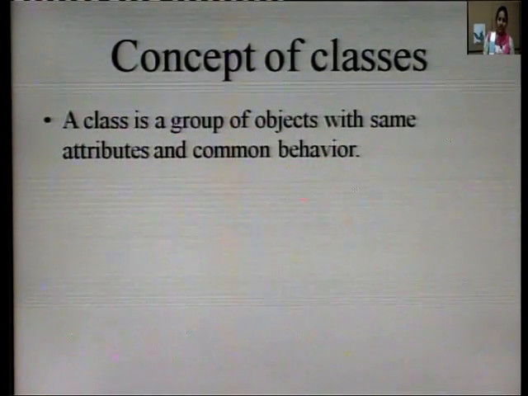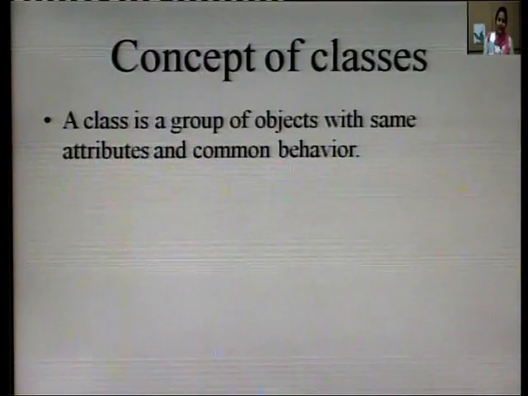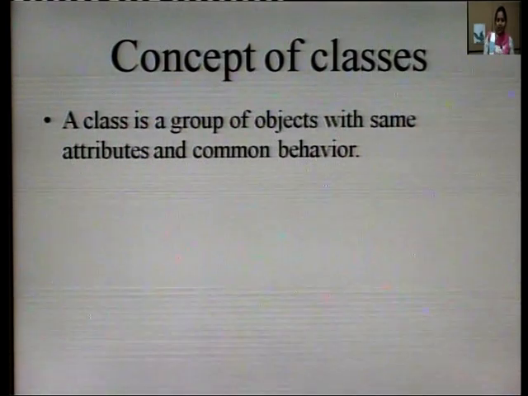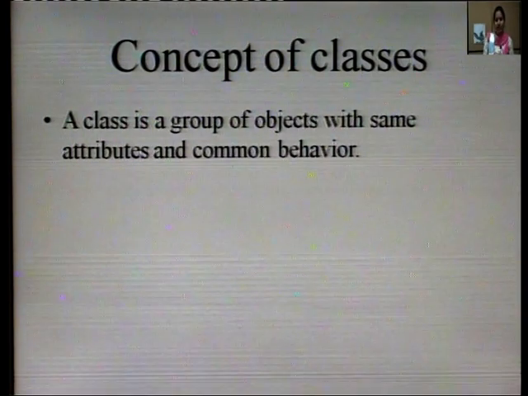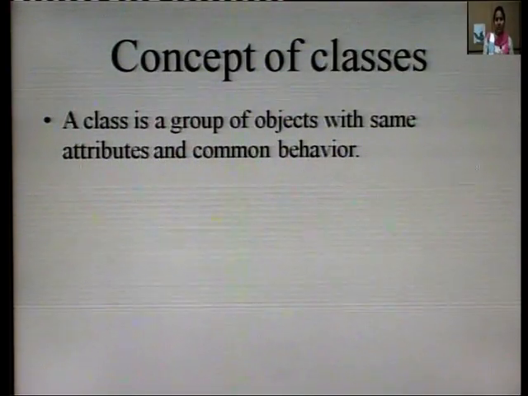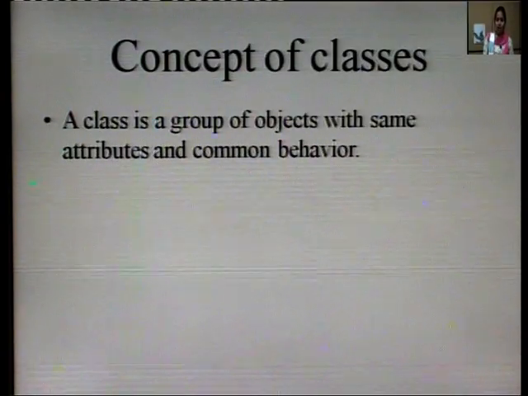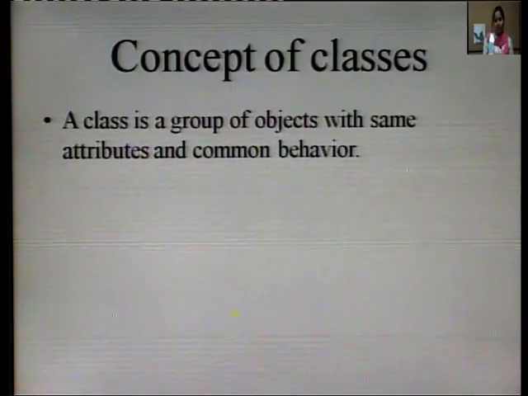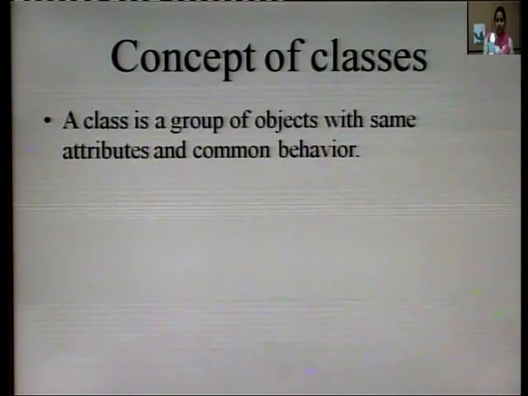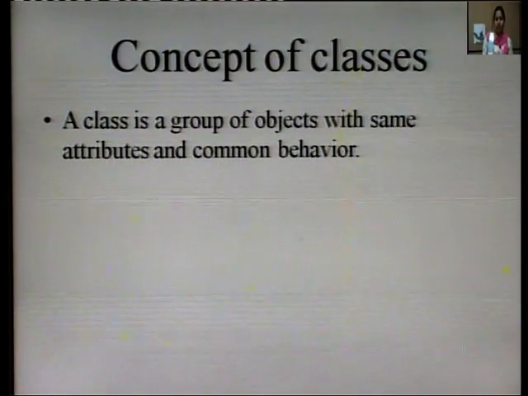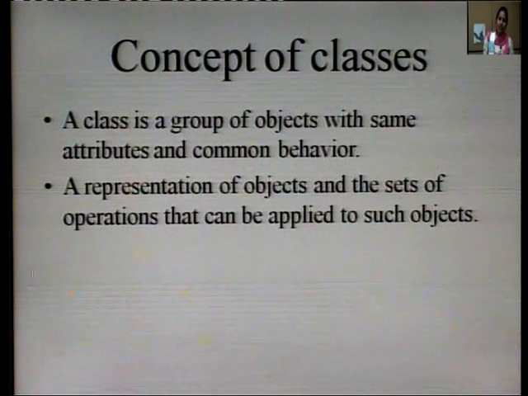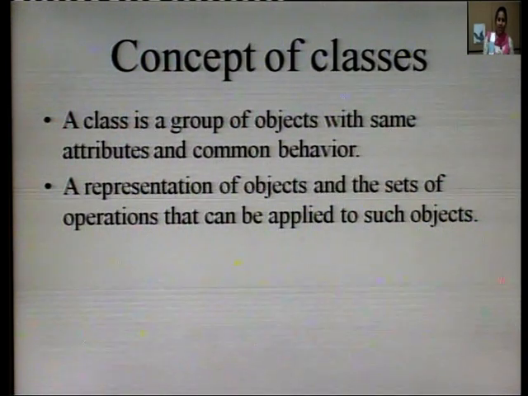So let us start with the concept of classes. A class is a group of objects with the same attributes and common behavior. Same attributes, same as a dog. If we consider the class of dog, every dog has 4 legs, 1 tail, 1 mouth. These are all the same attributes. And common behavior: when you call any dog, he wags his tail, and these are all common behavior. He can walk with his legs, he can bark. These are common behavior of a dog. A class is a representation of objects and the set of operations that can be applied to such objects.